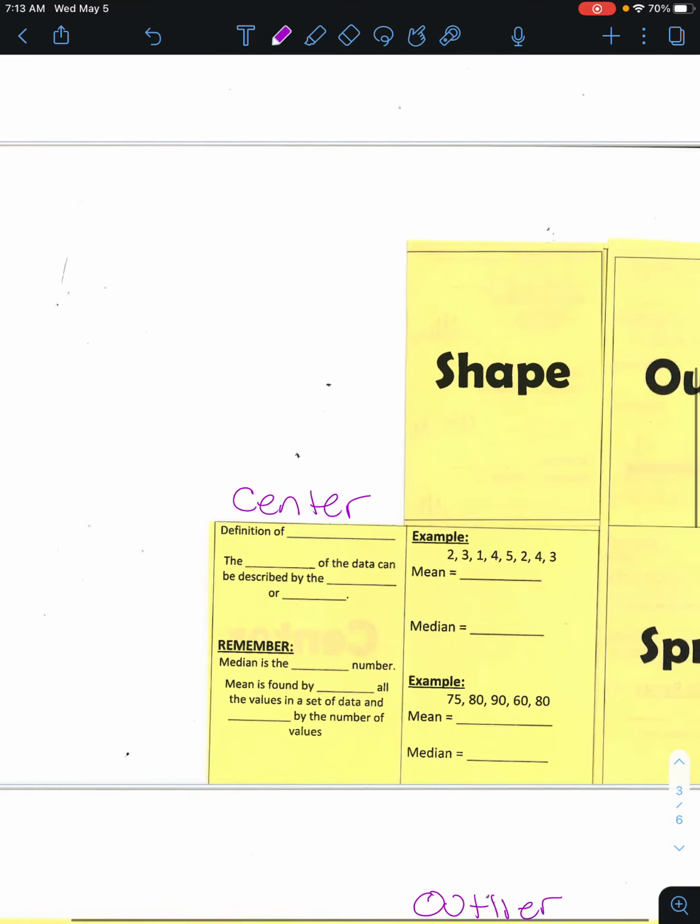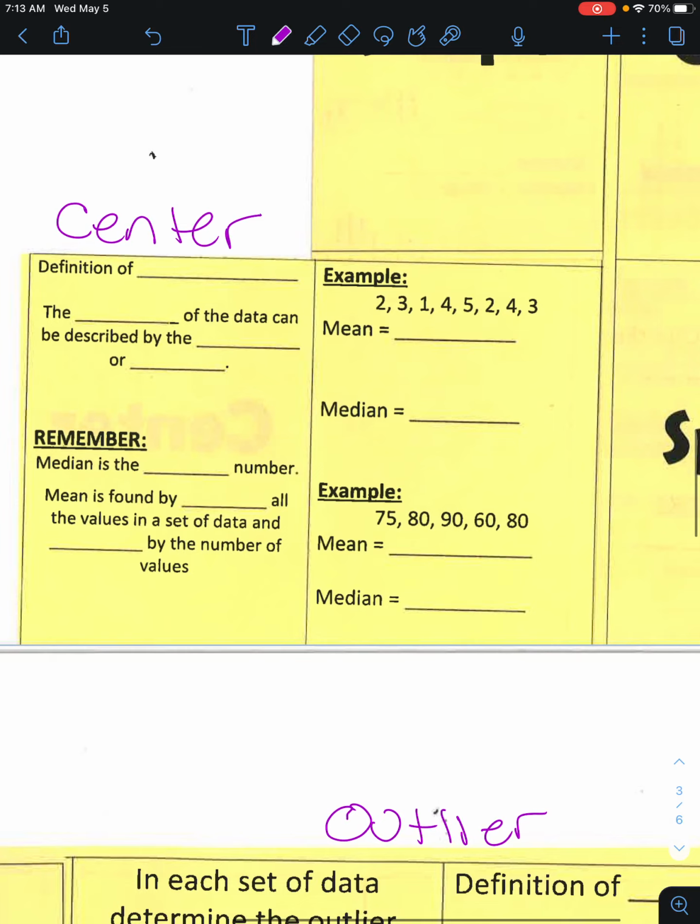All right, let's go down to center. Now, you guys already know the measures of center. The center of the data can be described by, now we've been talking about mean, median, and mode. So when we describe center, you're really only going to want to focus on using the mean and the median. So please remember the median is the middle number, but you have to put them in order from least to greatest. The mean is found by adding all the values in a data set and dividing by the number of values, which you already know.